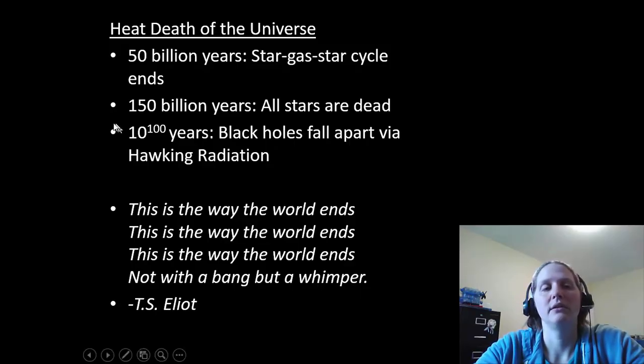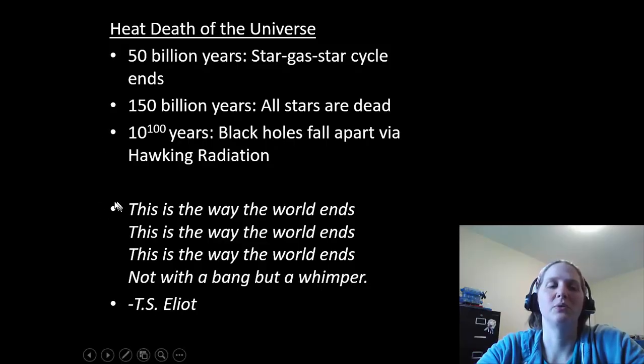Current theory suggests that even black holes cannot last forever. They will very, very slowly lose energy and mass. So in the very distant future, we think that even the black holes will fall apart, and that energy and that matter will just spread out even further.